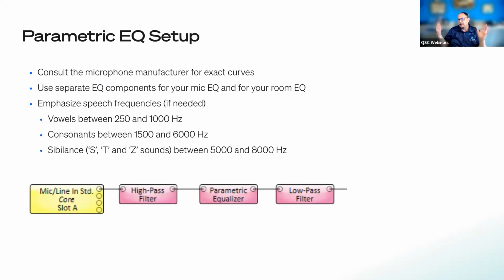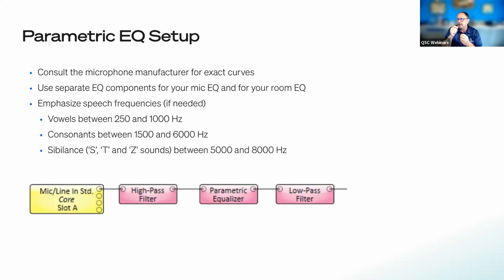So for parametric, consult your microphone manufacturer for exactly what curves they might recommend. Nobody builds a perfectly flat microphone, meaning exactly how the diaphragm moves is exactly what it's going to reproduce. And there are going to be nuances to the cardioid pattern or hypercardioid or whatever the pattern is. There are things that you want to EQ out for that microphone. The manufacturer typically publishes that, and you can use that as a guideline. And you can use separate EQ components to EQ your mic and EQ your room. You'll see a similar chain like this when we get to the output side, but this is what you'll see on the front end.